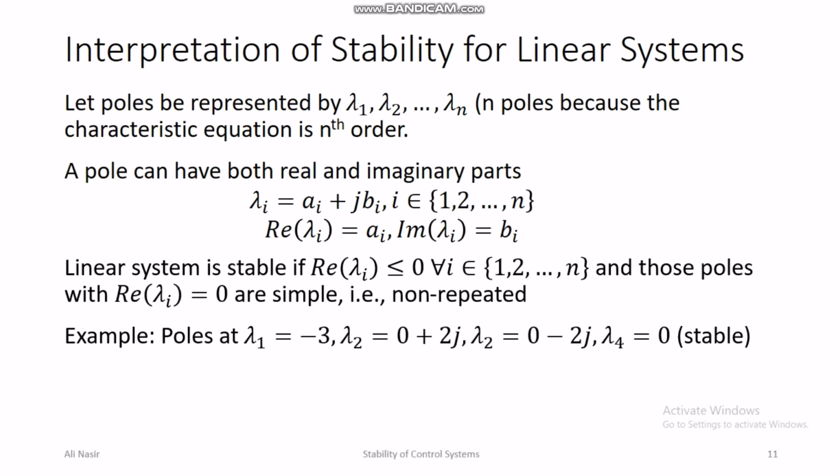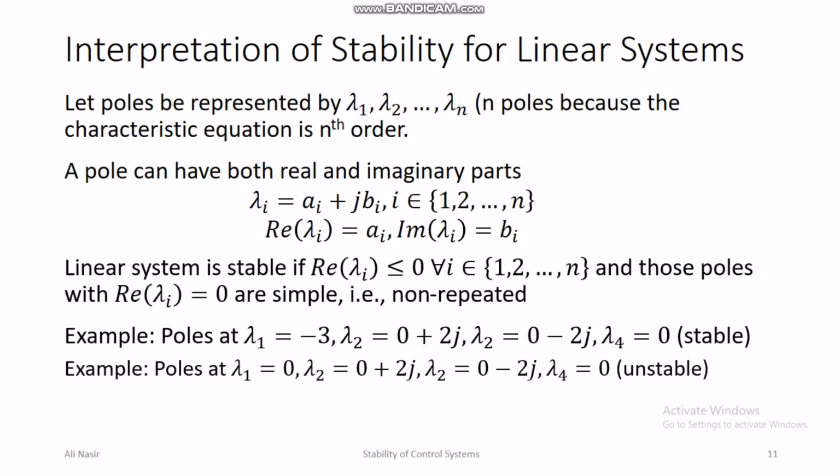Why is it simply stable? Because of the 3 poles having 0 real part, one has imaginary part plus 2j, another has imaginary part minus 2j, and the third one has imaginary part equal to 0. So all 3 have different values of imaginary parts. No imaginary part is repeated for the 0 real part poles. So this system is stable.